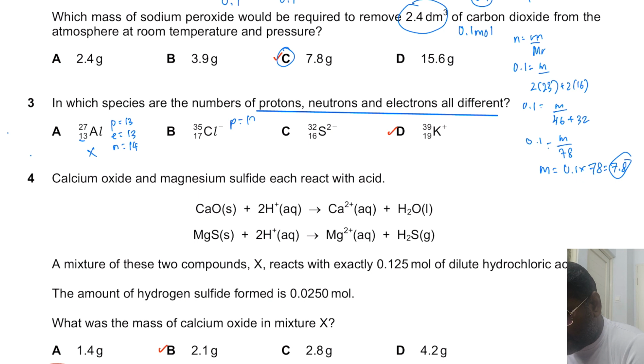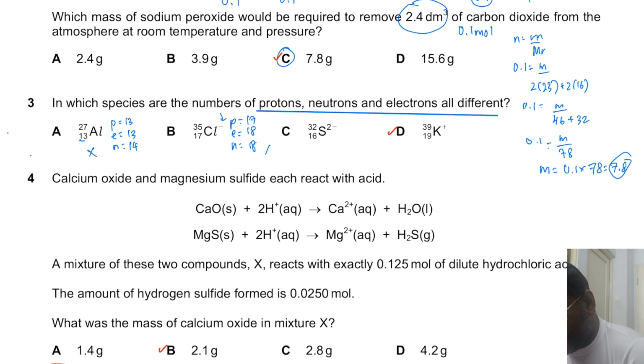Electron is supposed to be 17, but because this is a negative ion, there is one extra electron, so it's going to be 18 plus one more electron. Neutron is going to be the same, 35 minus 17, so you are going to get 18. Okay, so therefore this is also wrong.